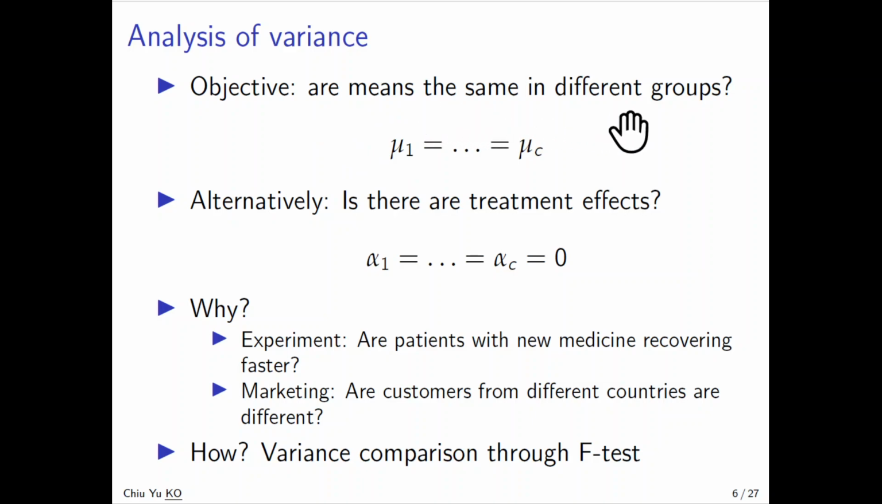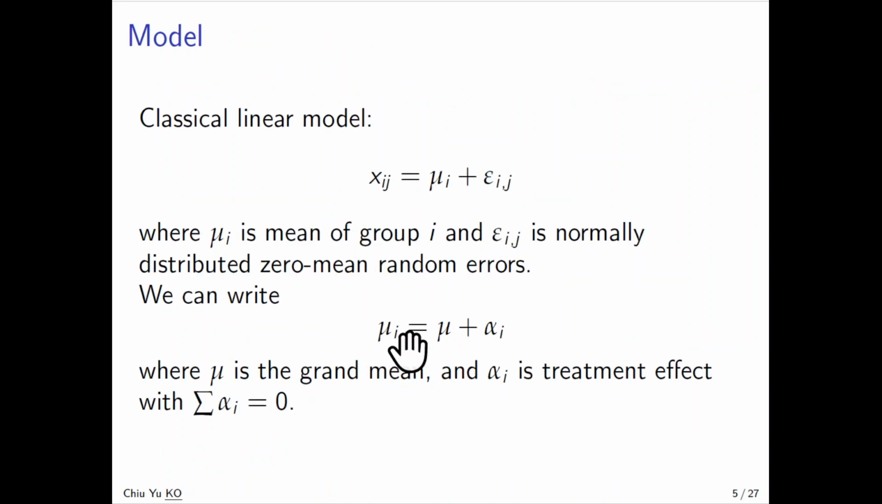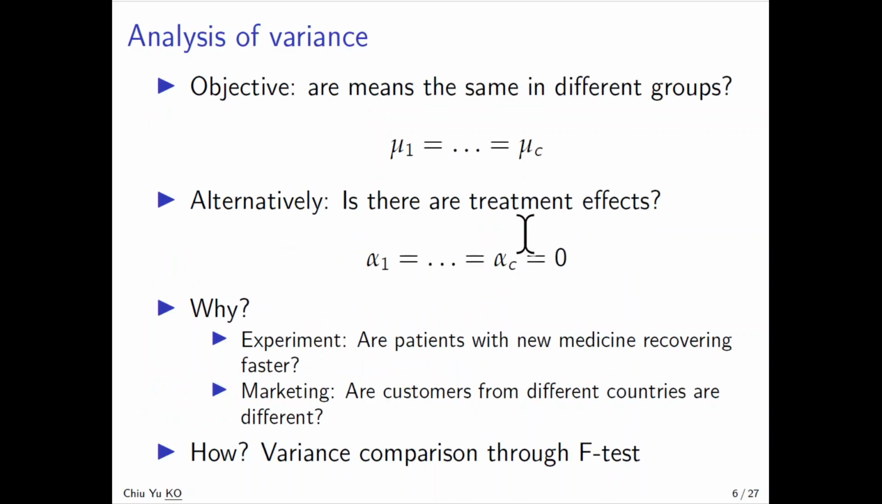The question is, are the means of all the groups the same? So mu1 for group 1 up to group C, are they the same? Alternatively, is there any treatment effect, because each group mean mu i differs from the grand mean by the treatment effect? So we ask whether there are any treatment effects. Why do we care? Suppose patients take different medicines, whether they recover faster, or different customers, different countries, marketing schemes or products, how much profit they make.